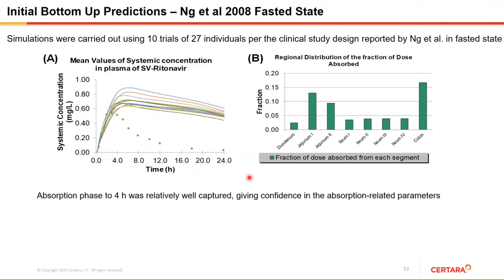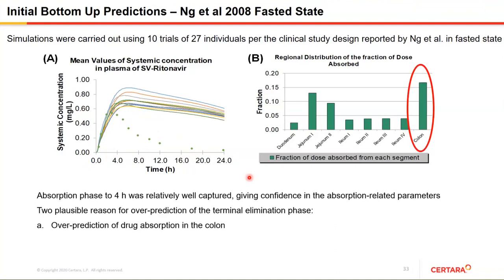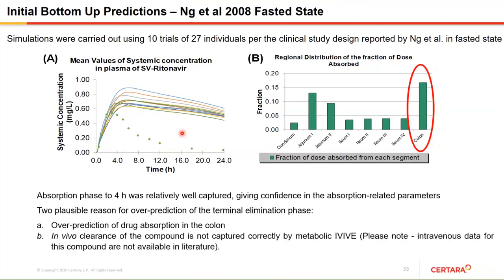Absorption was quite good at 4 hours, and there can be two possible reasons for this overprediction. The first is this huge fraction absorbed from the colon. Ritonavir is an immediate release product, and it is possible that for an immediate release product the majority of absorption occurs from the small intestine and not from the colon. Colonic absorption is much more important for extended release products. So this huge colonic absorption could lead to this overprediction of the terminal profile. Another possibility is that we are not really capturing the in vivo clearance correctly by the metabolic IVIVE, so maybe we are missing some component there.